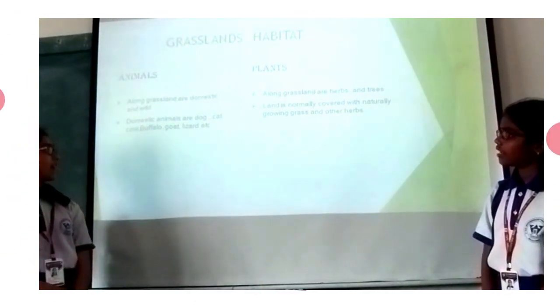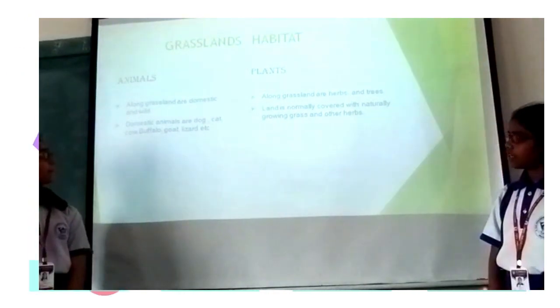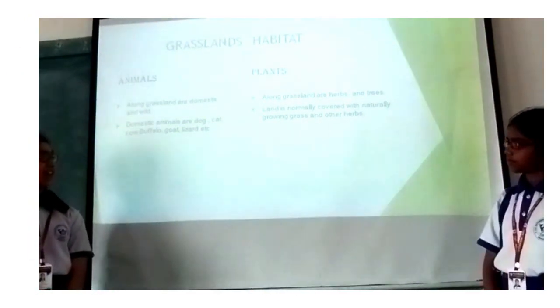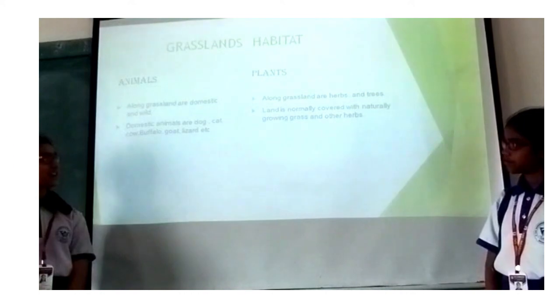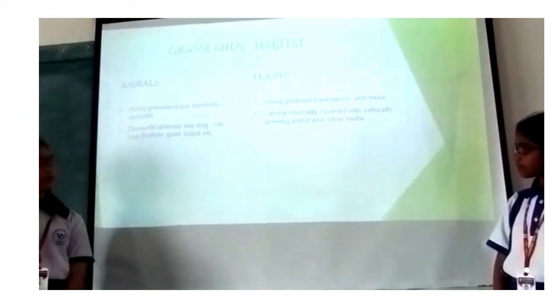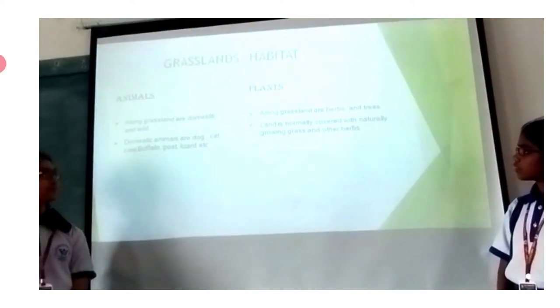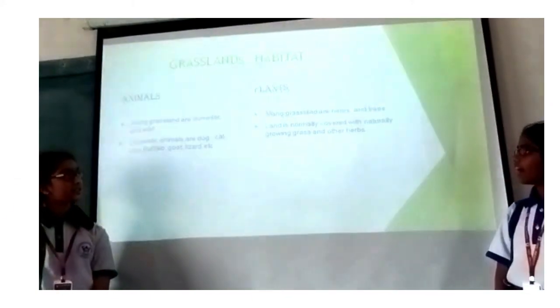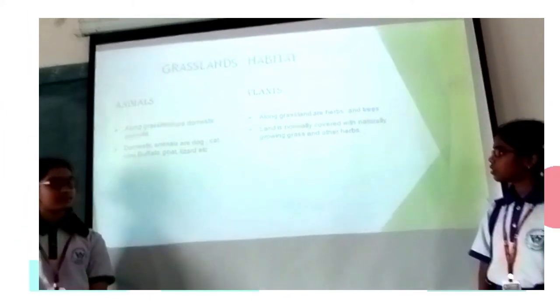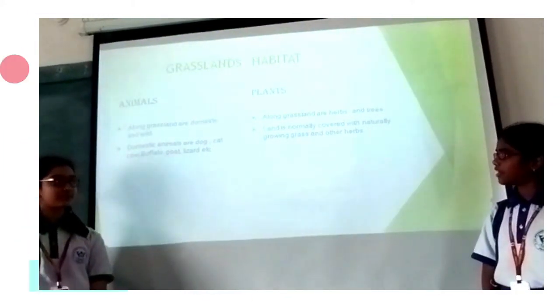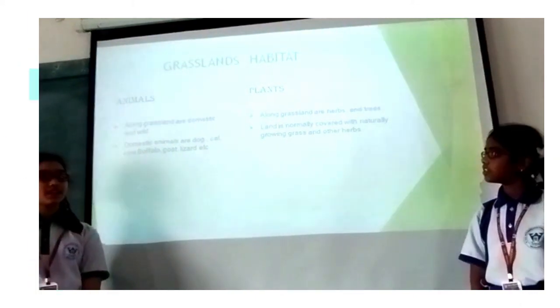Grassland habitat. Animals. Animals in grassland are domestic and wild. Domestic animals are dog, cat, cow, buffalo, goat, etc. Plants. Plants in grassland are herbs and trees. Land is normally covered with naturally growing grass and other herbs.